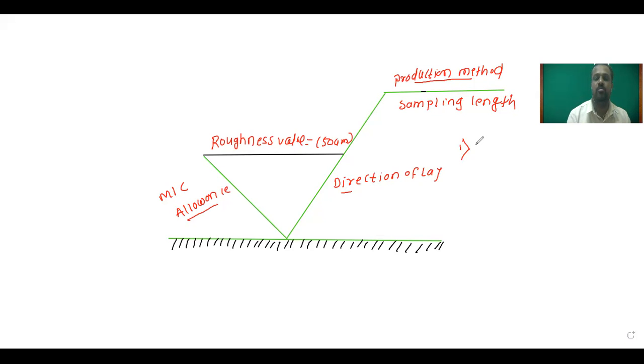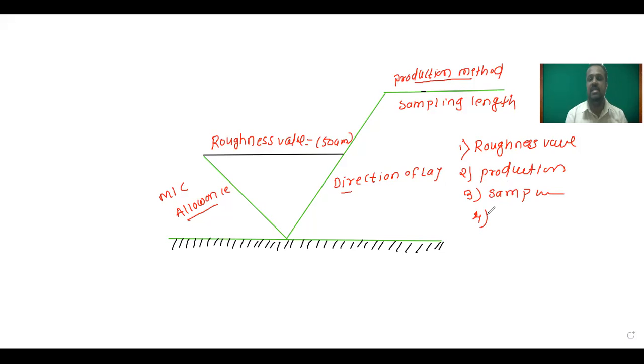Which information will we get from this symbol? We will get the surface roughness value of that component. Then which production method is used to produce this component. Then how much sampling length we have to take for this measurement. Then which type of direction of lay is required. And how much machining allowance we have to take to produce this component.